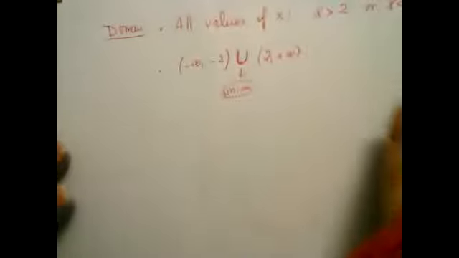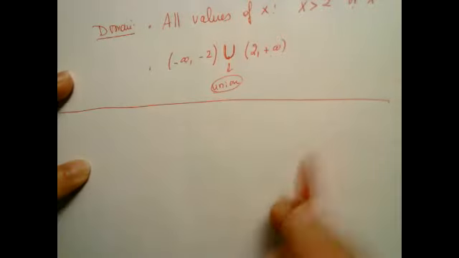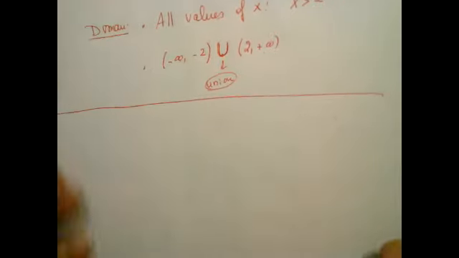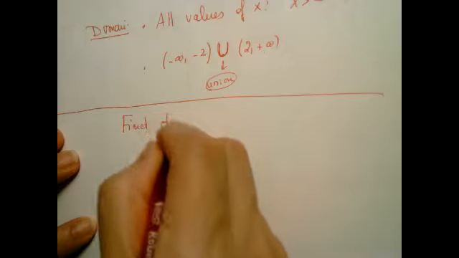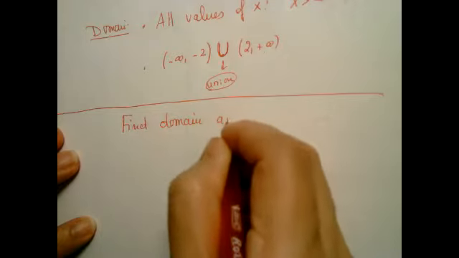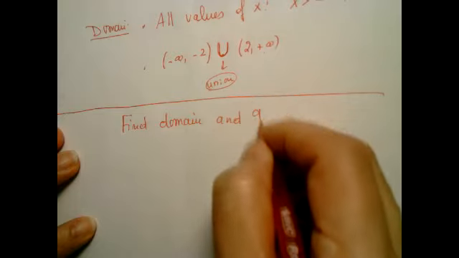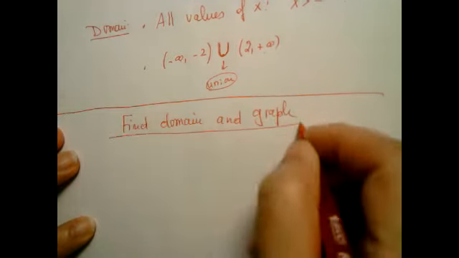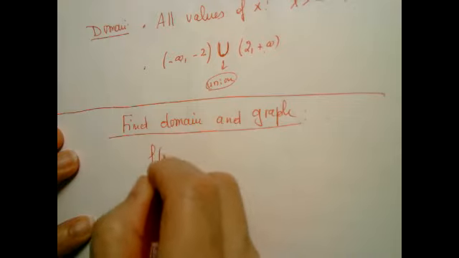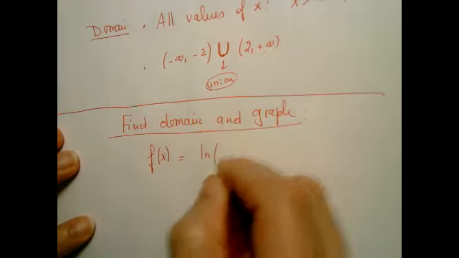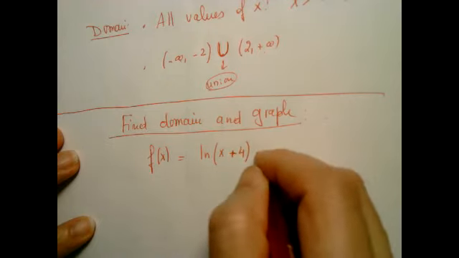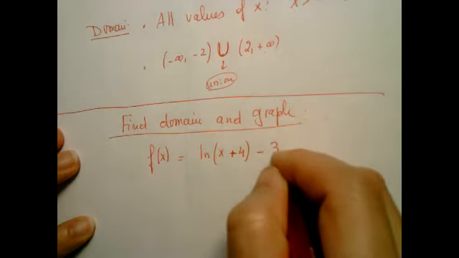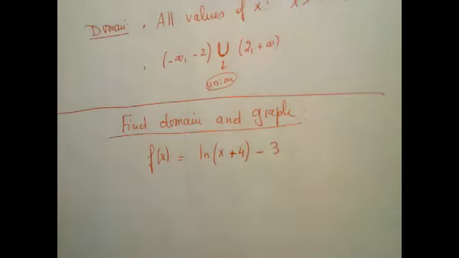Okay. Now, the last question, which is simple. I want you to graph the following. So again, shifting and scaling. So graph, find the domain and graph. So the last problem is find domain and graph the following. f of x equals natural log of x plus 4, minus 3. Okay, so find the domain and graph.